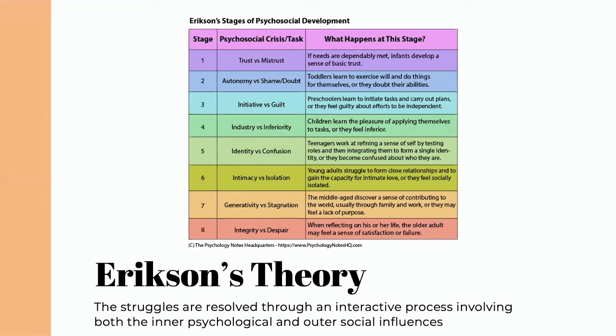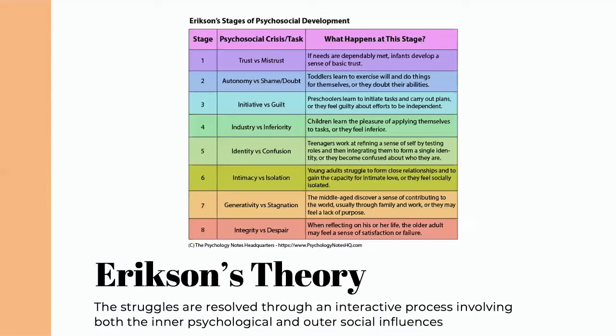The fifth stage is identity versus confusion. Teenagers work at refining a sense of self. This is where you see a lot of rebellion happening, or teenagers testing rules. This is what they're trying to accomplish at this stage. Six is intimacy versus isolation. Young adults struggle to form close relationships and to gain the capacity for intimate love, or they feel socially isolated. So this has to do with the comfort in being isolated, but the risk it takes to be intimate with someone.